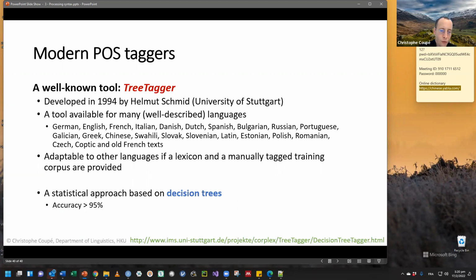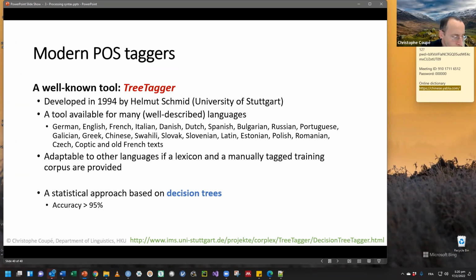Of course, don't expect to find small languages, small meaning not so many speakers, from Africa or Asia or South America, but at least you had German, English, French, Italian, Danish, Dutch, Spanish, Bulgarian, Russian, Portuguese, Galician, Greek, Chinese, Swahili, Slovak, Slovenian, Latin, Estonian, Polish, Romanian, Czech, Coptic, and Old French.